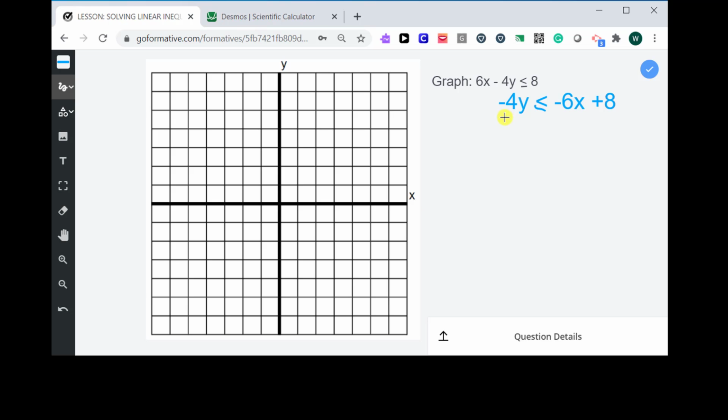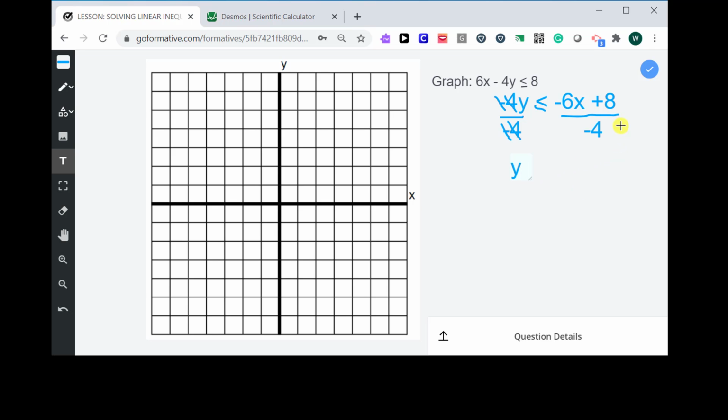Now, by moving the 6x, the y is not alone yet. So in order to get the y alone, I need to divide both sides of the inequality by the number next to the y. So in this case, I'm going to divide both sides by -4. So let me go ahead and write -4 and -4. Okay, once I do that, that means that the negative will cancel, the 4 will cancel, and the y will be left alone. So let's go ahead and write that. So the y is alone.